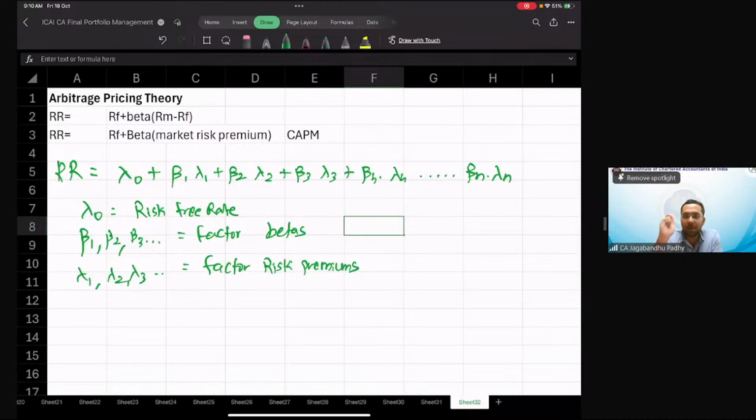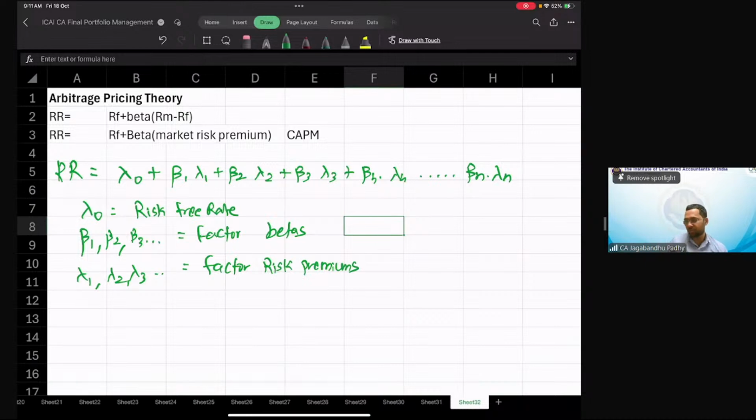There, beta meant that a 1% change in the market will lead to what percentage change in the return of the security. Here, beta 1 may be: a 1% change in GDP will lead to what impact on the return of the security. Beta 2 may be a 1% change in the forex rate. What will be the impact on our security return? A 1% change in inflation will lead to what percentage change in the required return of the security. So you'll have multiple betas, and every company is going to have different betas.